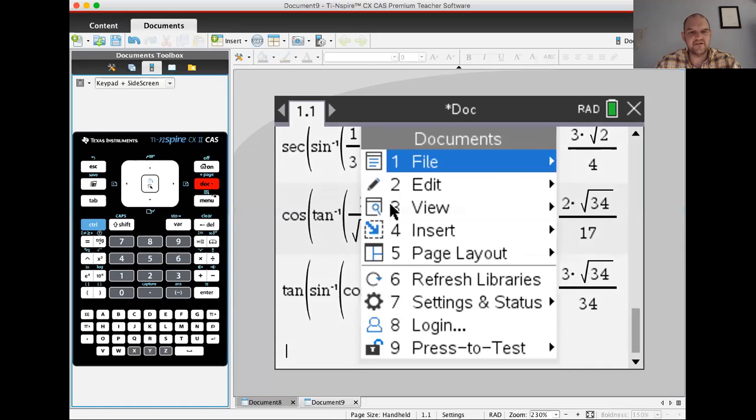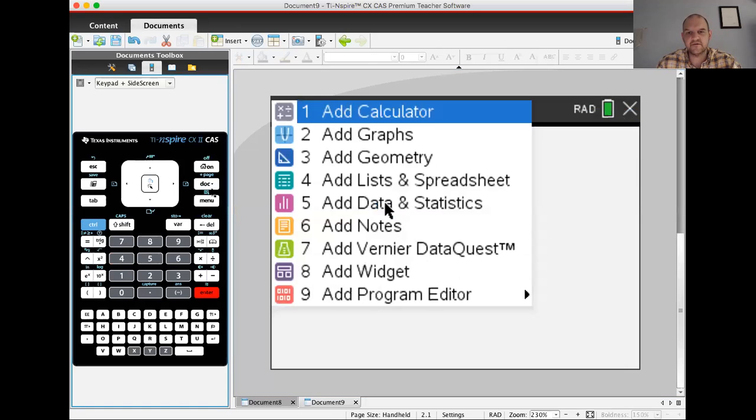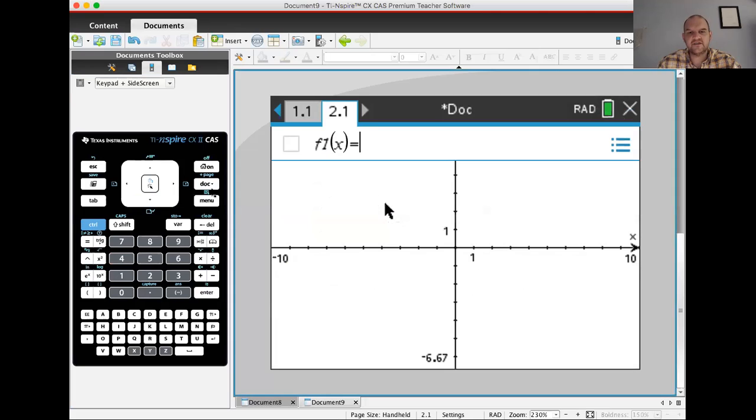So I'm going to do this in a new problem. So doc for enter, and then a graph page, and you can see I'm on 2.1. Any variables, anything from problem 1 is still stored in 1.1. And now everything is cleared out. So I'm on F1, nothing is defined anywhere, so that's pretty good.